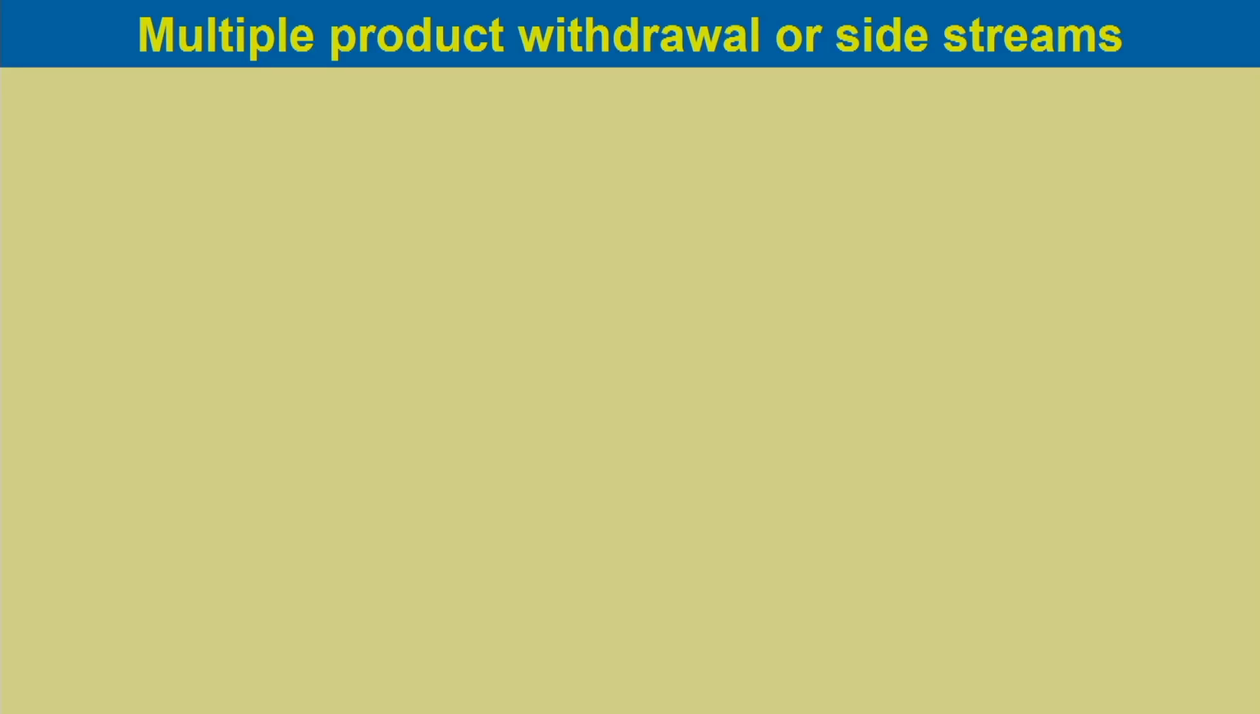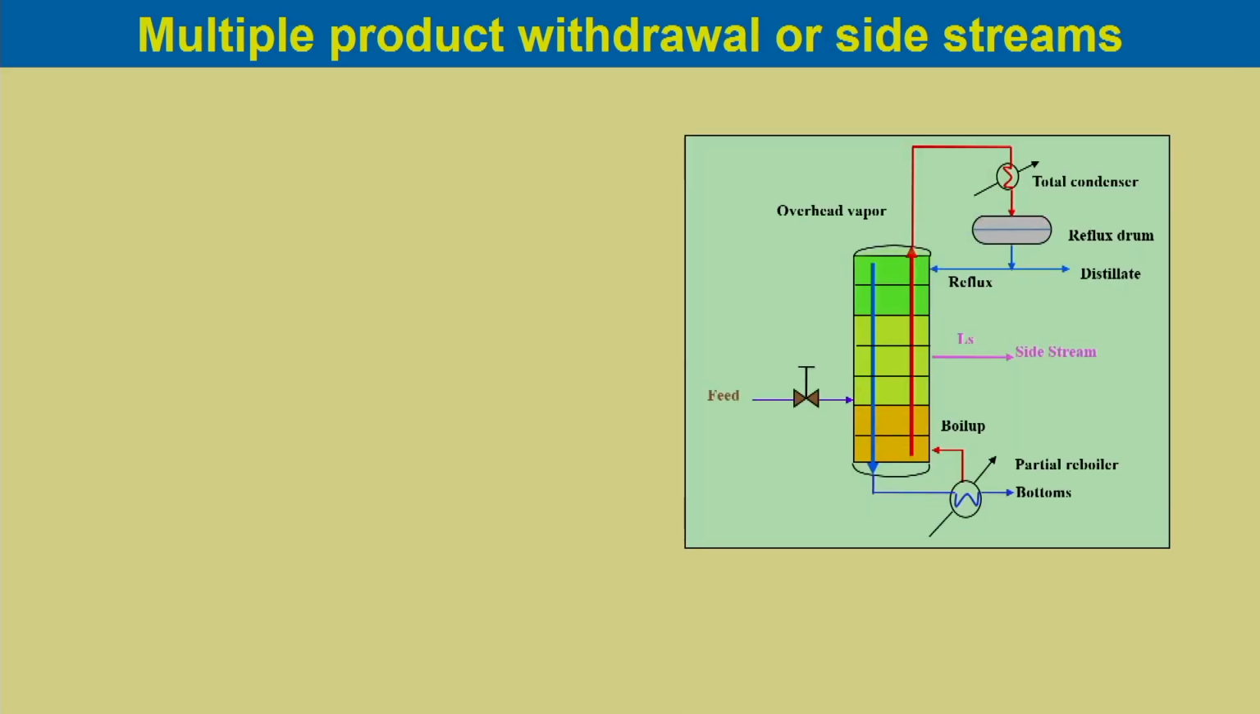Now, we will discuss multiple product withdrawal or side stream. So, instead of one distillate product, we have one more side stream in the product withdrawal. So, in this case how do we calculate the number of ideal trays required for the separation? You can see over here there is an LS, a side stream taken, with a single feed in and multiple products out. So, one is distillate out, another is the side stream taken.